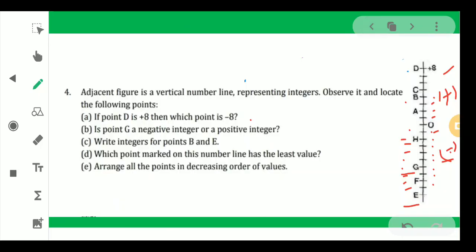We can do the counting again. 1, 2, 3, 4, 5, 6, 7, 8, 9. Okay, it is downward direction. This one is the E. So it is -10.